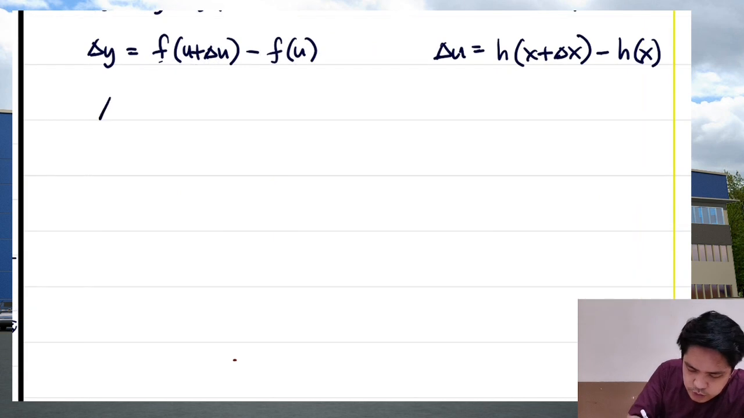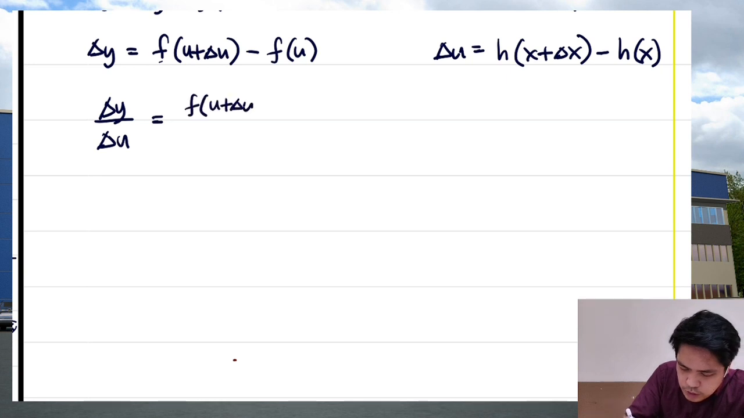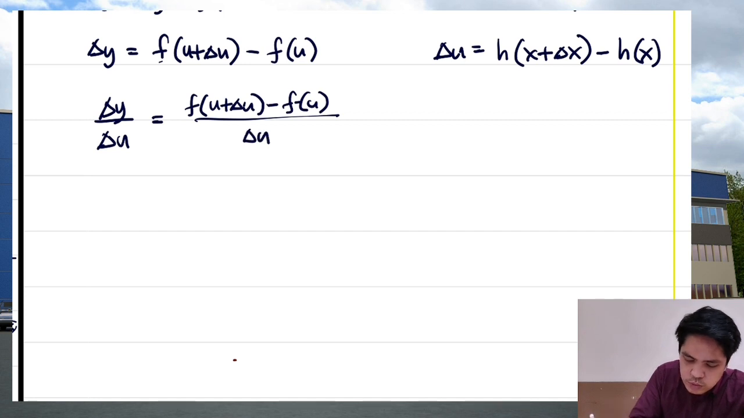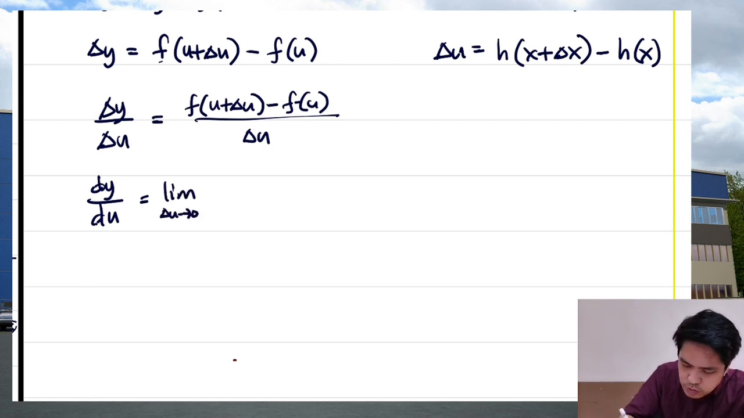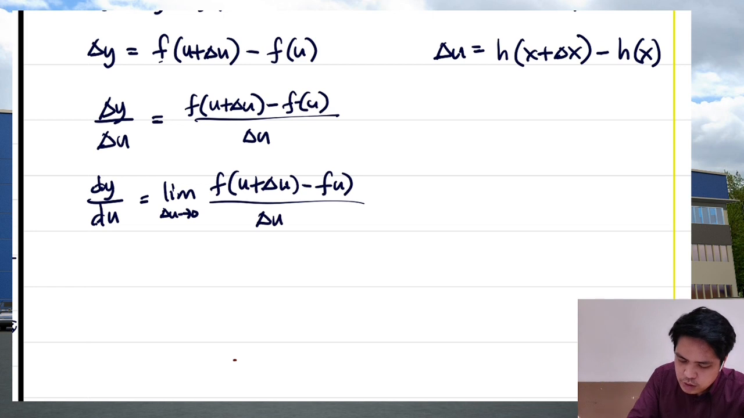If we take now delta y over delta u, that would be equal to f of u plus delta u minus f of u over delta u. Then if you take the limit of that, so you'll obtain dy over du, right? That would be equal to this, the limit as delta u approaches 0 of f of u plus delta u minus f of u all over delta u.